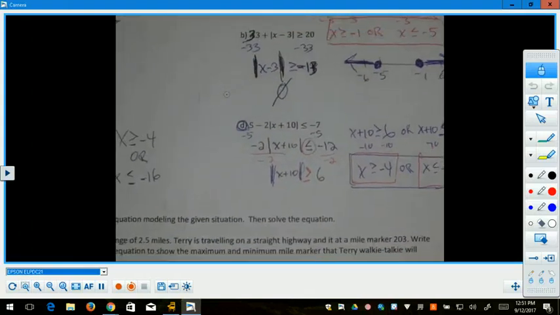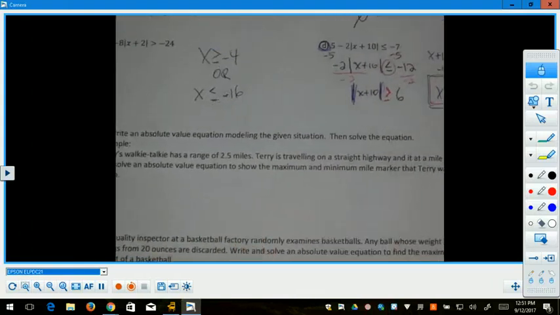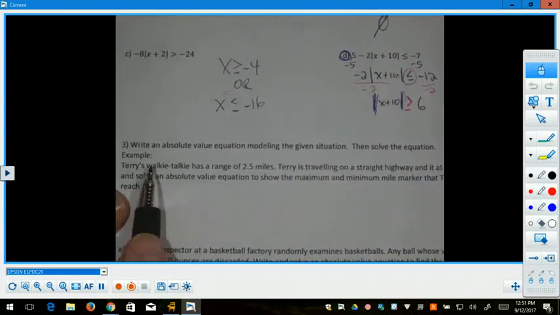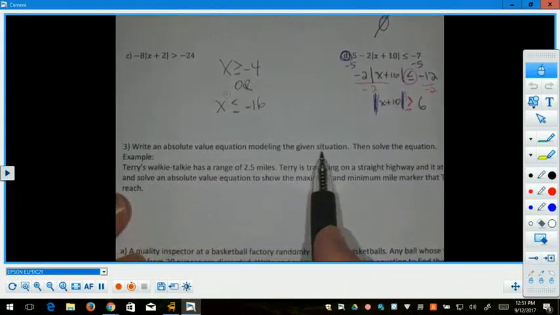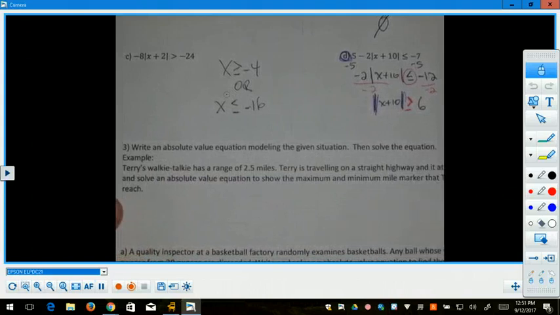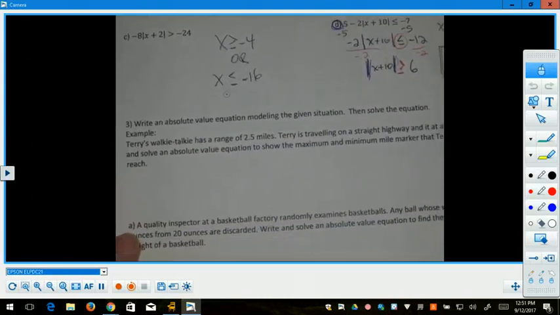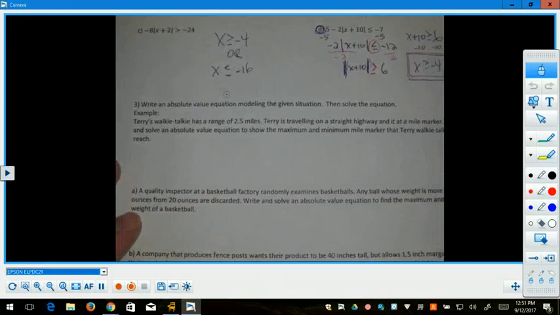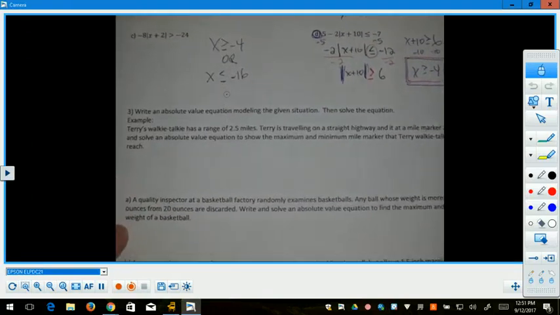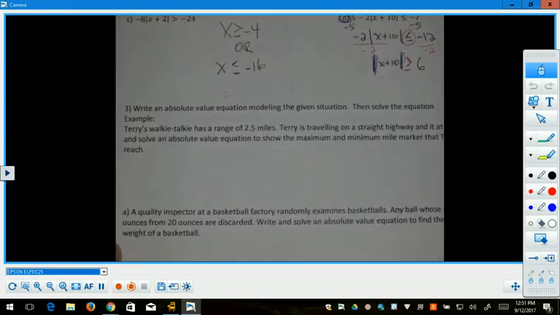All right. We're going to look at some story problems real quick. Write an absolute value equation modeling the given situation, then solve the equation. So I'm going to zoom out just a little bit so we can see that on the screen. Yeah, it's hard to see. I'll keep it there so you can see it.